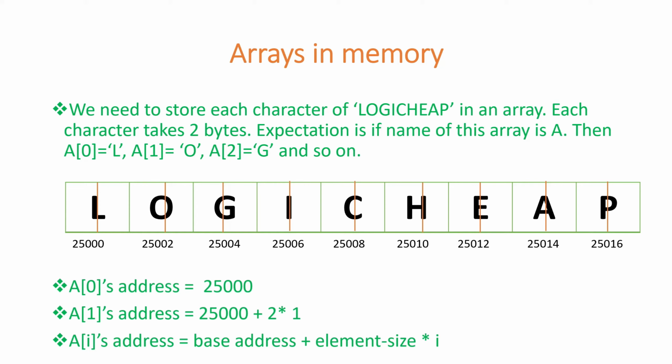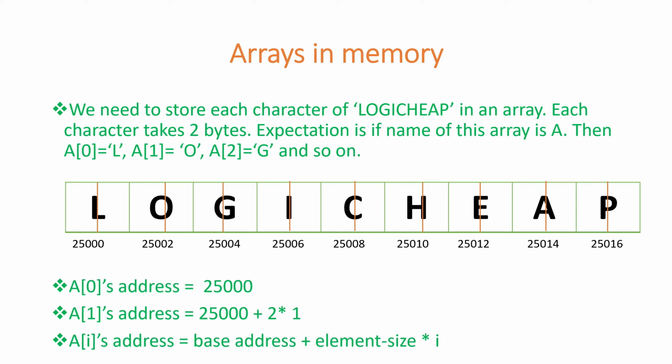The benefit of it is if you want to access the ith index, A[i], what would be the formula to calculate it? You'll simply check the base address, which is 25,000, and then you'll do some mathematics as element size into I. Correct. So base address plus element size, which is 2 here, into index. So let's use this formula. Suppose you want to access C here. So it's the fifth element.